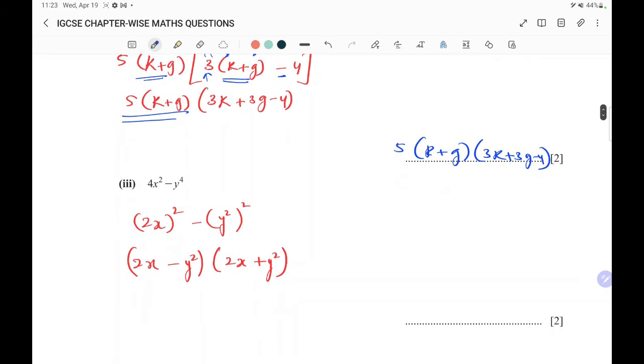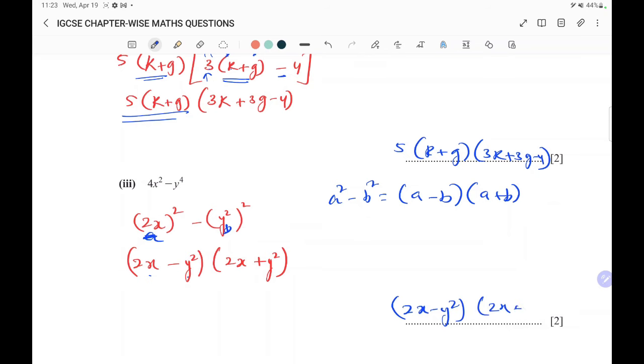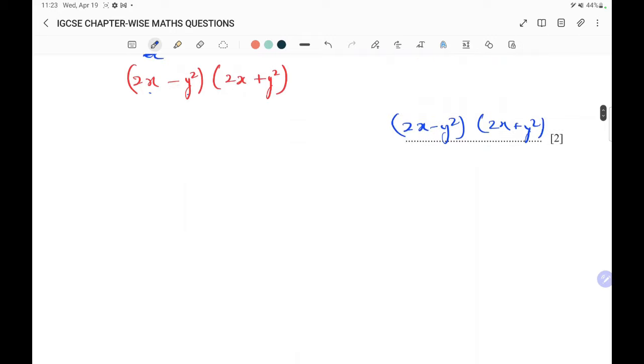Now we have 4x square minus y to the power 4. So 4x square you can write (2x) whole square, and y to the power 4 you can write (y square) whole square. Now I'm going to use this result: a square minus b square is (a minus b) times (a plus b). Now this is your a, you can consider this as b. So this is a minus b, like (2x minus y square) and (2x plus y square). So this is your factorization, (2x minus y square) and (2x plus y square).